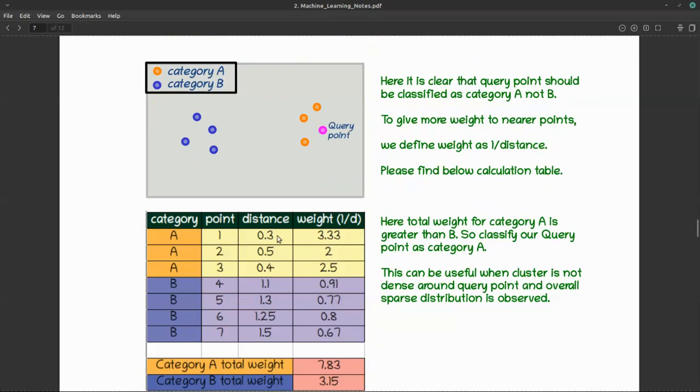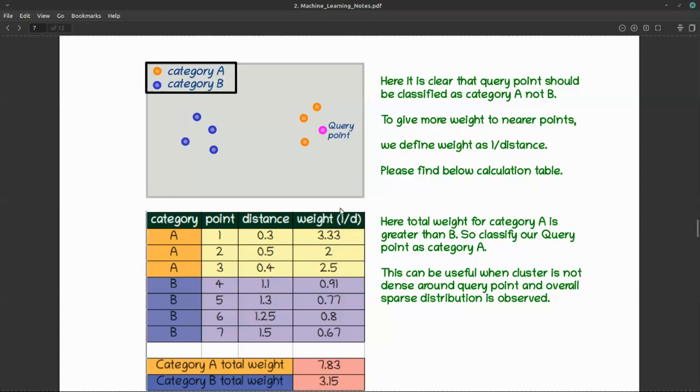This can be done in two ways, and there was a first or second question also. Calculate all the distances of the query point from all the neighbors. Then take the minimum distance sum. Let's say for category A, the distance is 0.3 plus 0.5 plus 0.4, right? 1.2 only. So if you have the minimum distance, then classify the label.